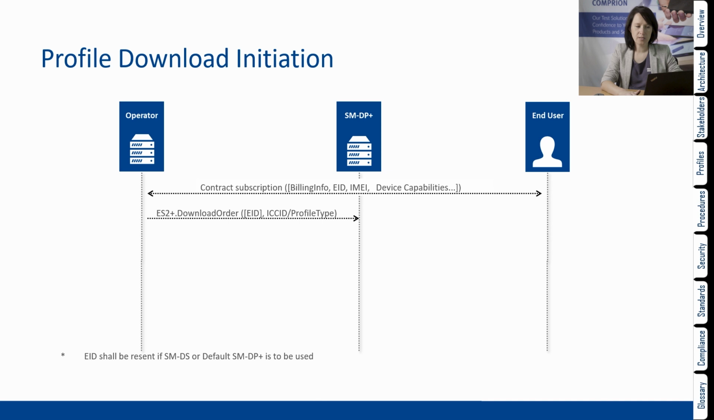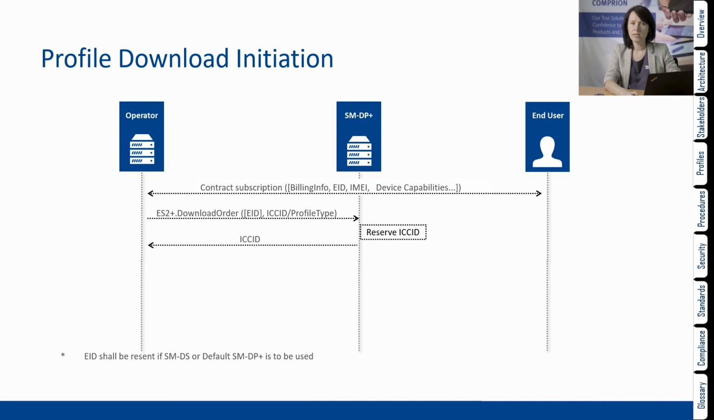Then in the next step, on the ES2 Plus interface, the download order command will be sent, especially with the ICC ID and the profile type. So the ID of the profile has to be known in this case, and in some cases the USSC ID can be sent as well. There is a requirement that the USSC ID shall be present if the SMDS or the default SMDP Plus way of the profile download is used.